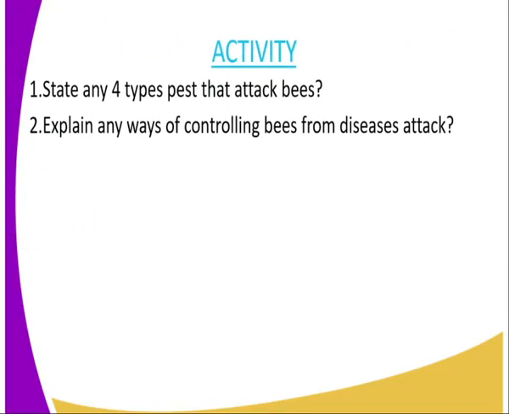We have come to the end of this topic, and I'm going to end the topic by giving you an assignment. The first question, you are supposed to state any 4 types of pests that attack the bees during the process of beekeeping. Then the second one, you are supposed to explain any 4 ways of controlling the bees from diseases that attack them, and that is the second question.